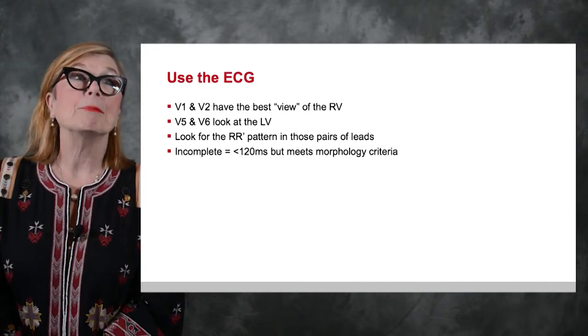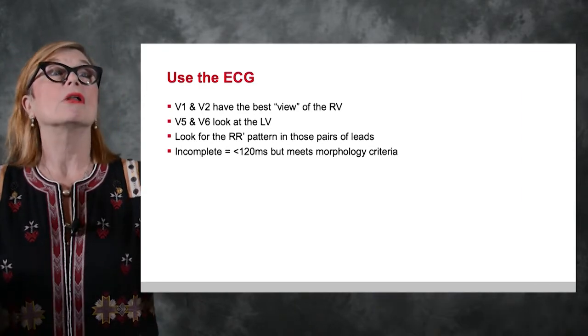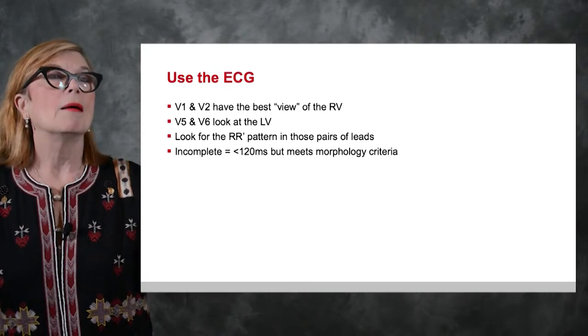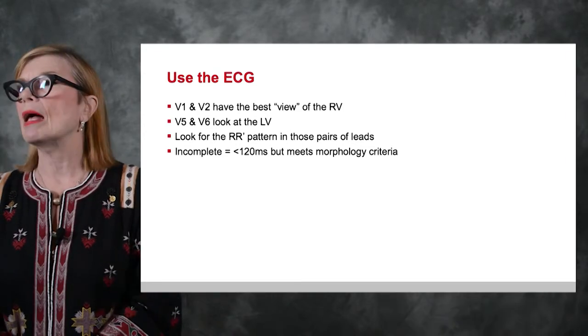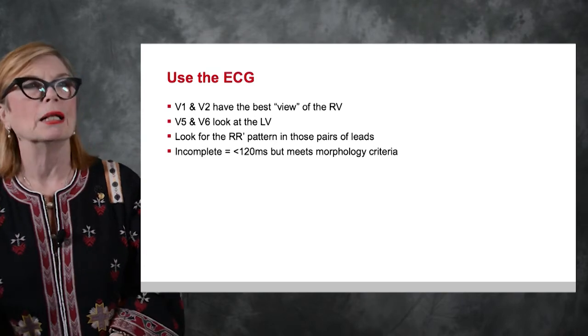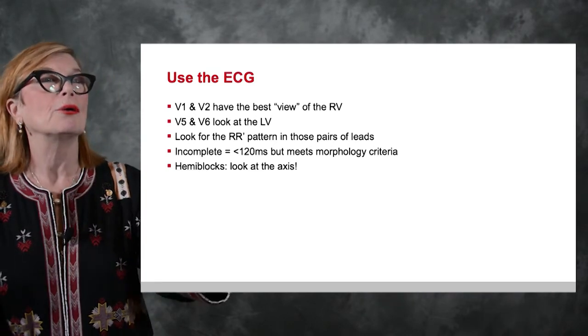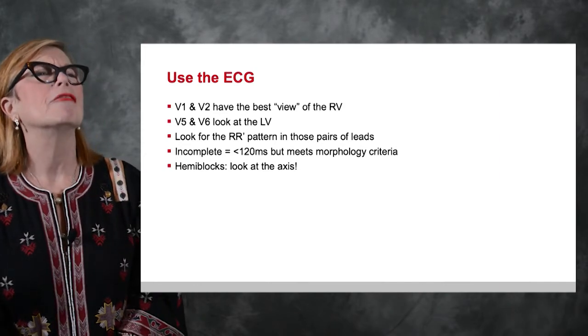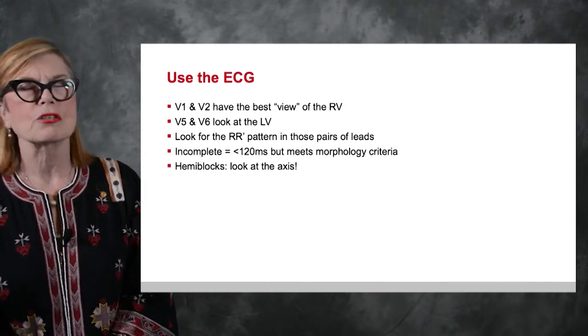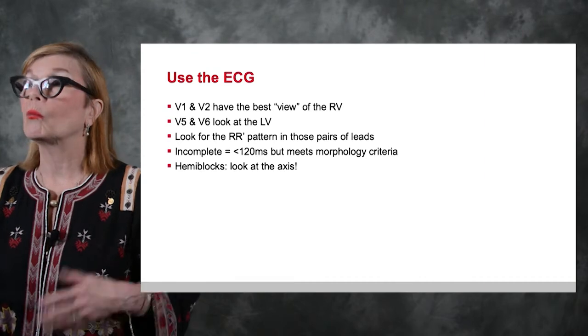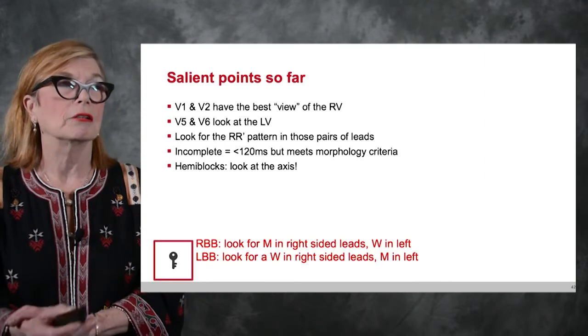With an incomplete bundle branch block, you'll have the morphology criteria, but you are less wide than 0.12 or 120 milliseconds. And hemiblocks, which are beyond what we're going to do in this class, but maybe I'll see you in the future in a 12-lead course where we talk about hemiblocks. That's one of the fascicles of the left bundle.